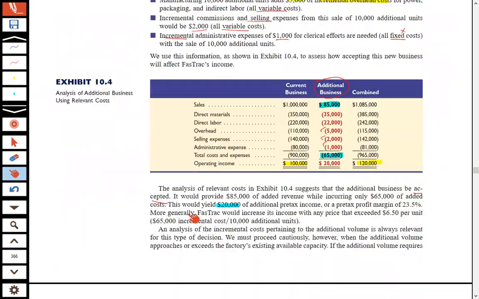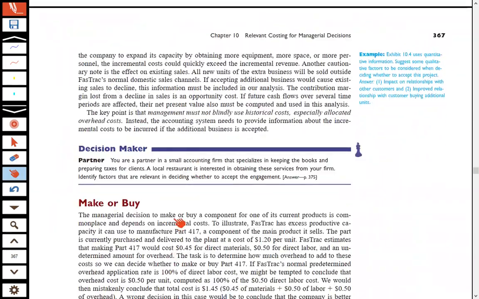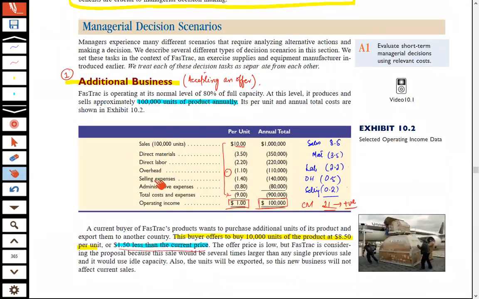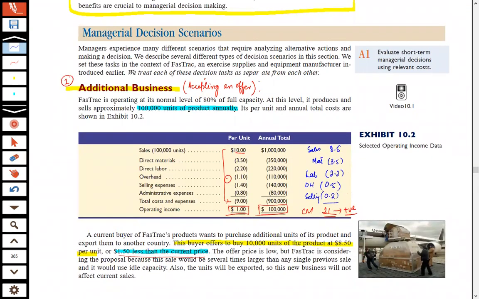Done. So there are two ways: incremental revenues or CM basis. We can make a summary of it as well. Accepting an offer can be done through the CM basis. Which one should I do first? CM basis. But if the question restricts you to the incremental cost basis, then you have to do that as well. So you should know both approaches.